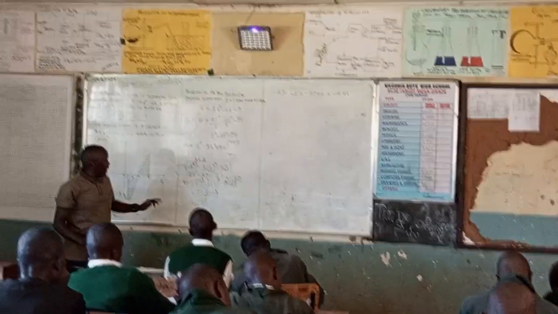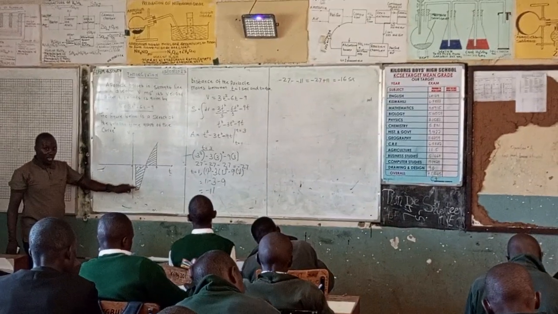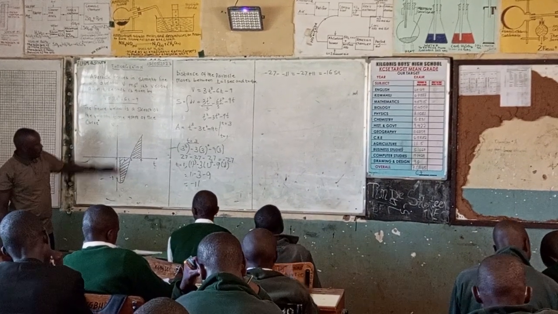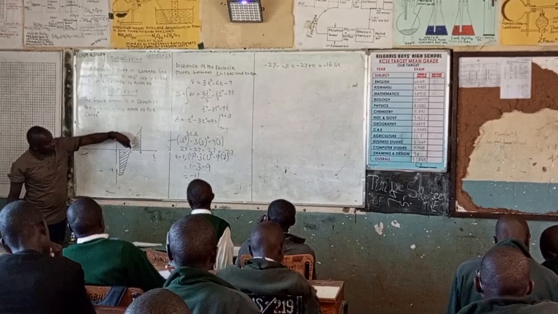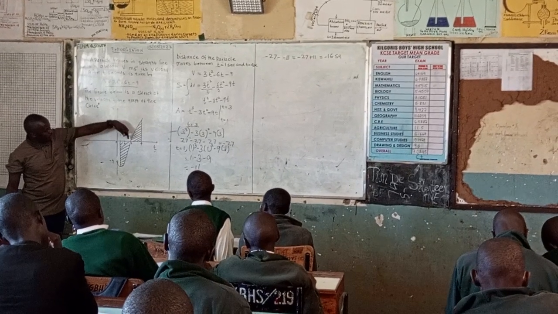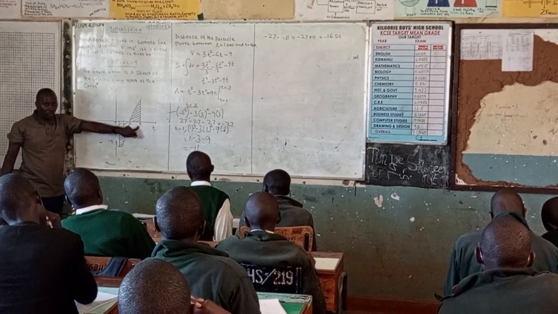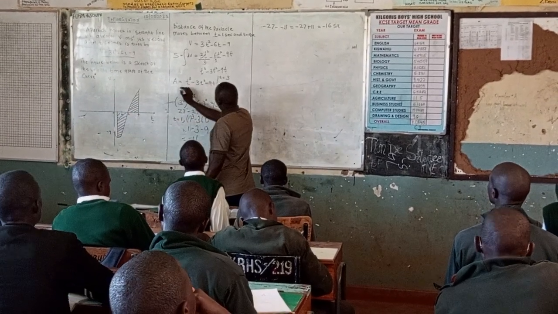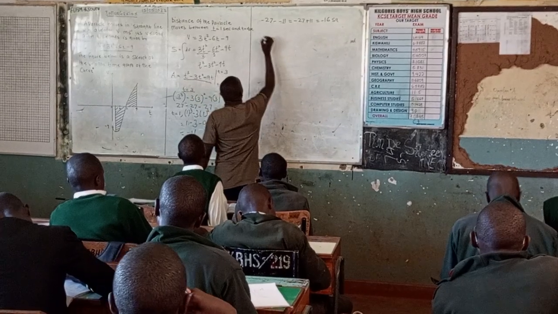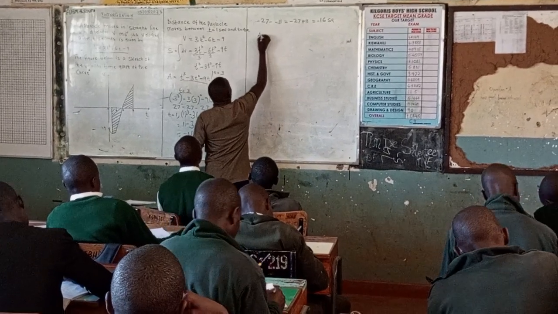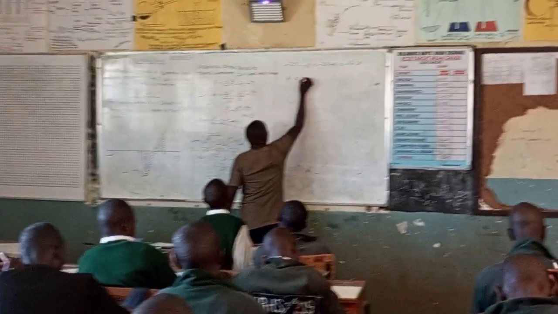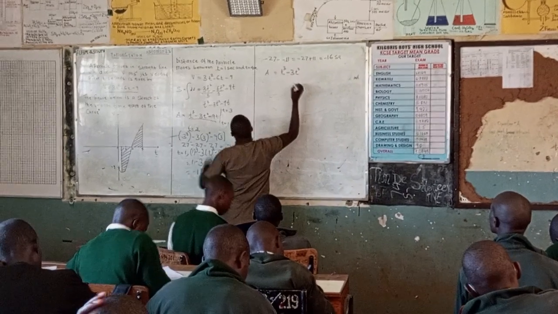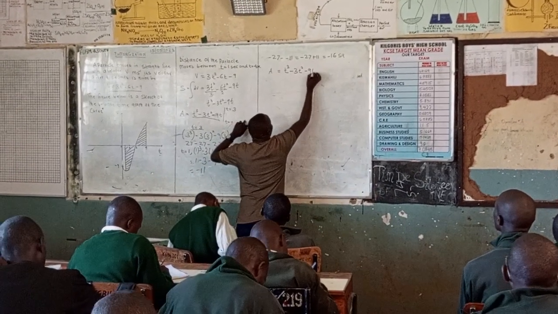Now that is the area under the curve. Are we together, class? Yes. So that is the area under the curve. Now we have the area which is above the curve, and the limit is between 3 and 4. So we use the same formula, we say the area is equal to t cubed minus 3t squared minus 9t.